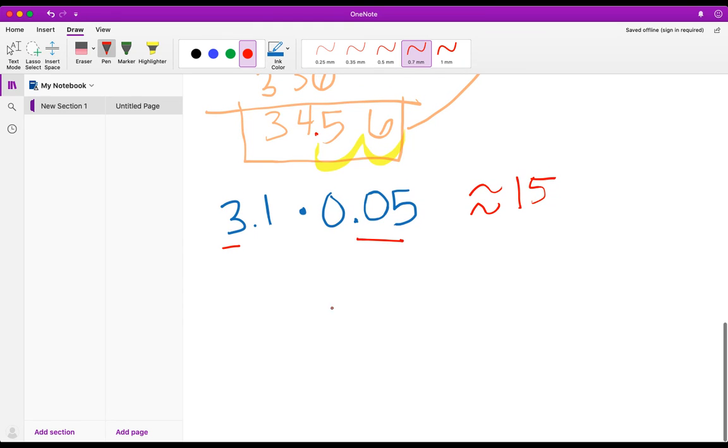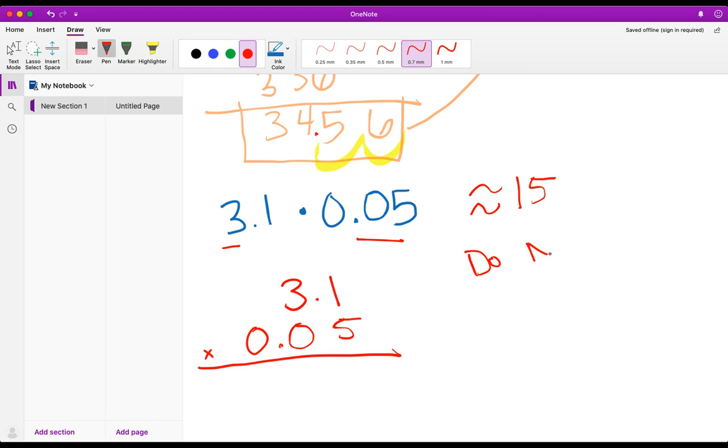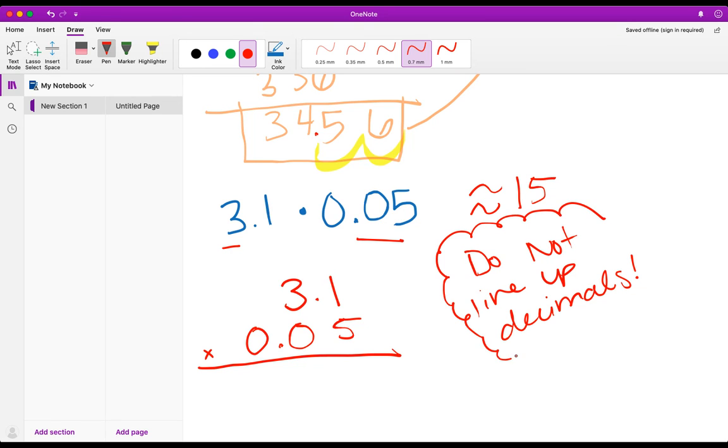All right. You can stack this up any way that you'd like. I'm going to go ahead and put the 3.1 on top. Remember, when we are multiplying, we do not need to line up our decimal points. Let me repeat that again for the people in the back. Do not line up decimals. This is for multiplication and division only. We do not need to line up our decimals, okay?